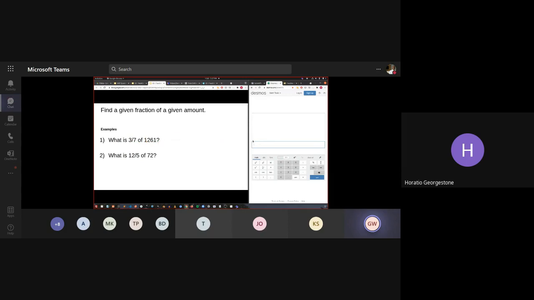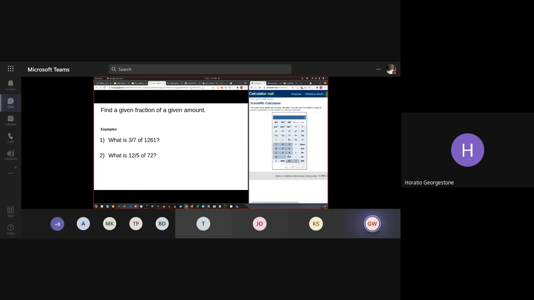So 3/7 of 1261 is actually the same thing as 3/7 times 1261. This calculator uses the dot for times for some reason. And that gives us 540.43, which is the answer. Now, again, you don't have to use the fraction button. You could just do 3 over 7 times 1261. No need for brackets in this case because it will just work from left to right since division and multiplication are equal priority.